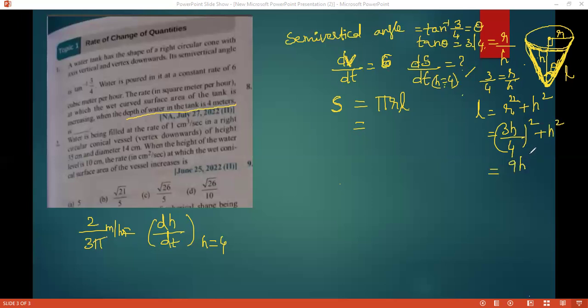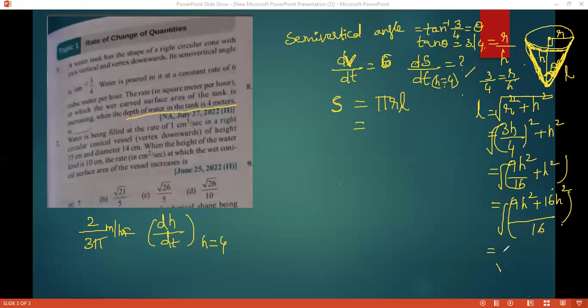So it is going to be 9h square by 16 plus h square. Right. So 9h square plus 16h square divided by 16. That is going to be under root. I forgot that. So for all you will get root, square root in brackets. Then what do we get finally? Under root, this is going to be 25h square by 16, which is 5h by 4, right? Root 16 is 4. So we got 5h by 4.